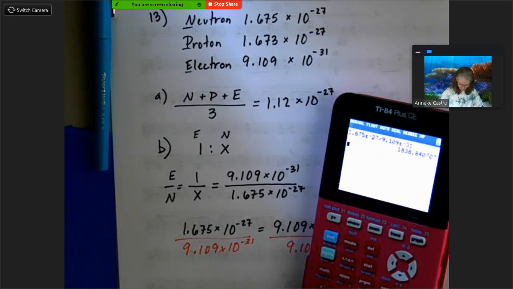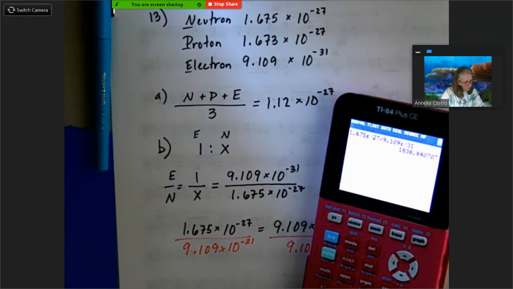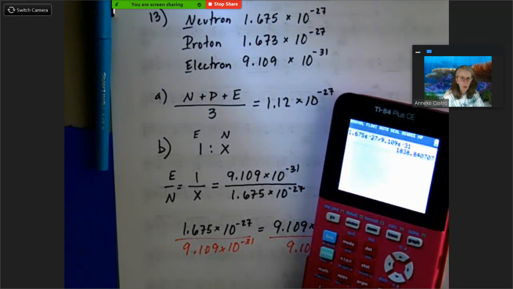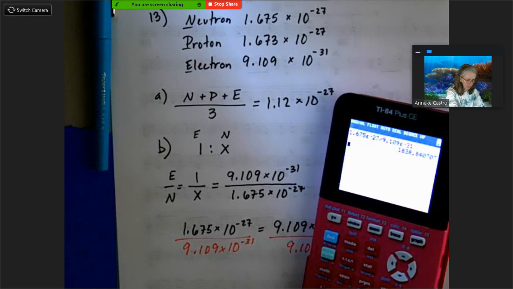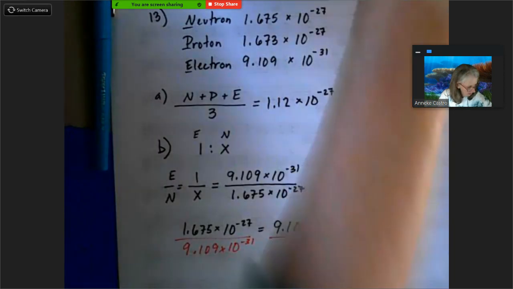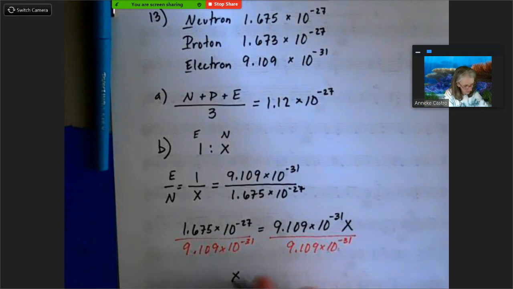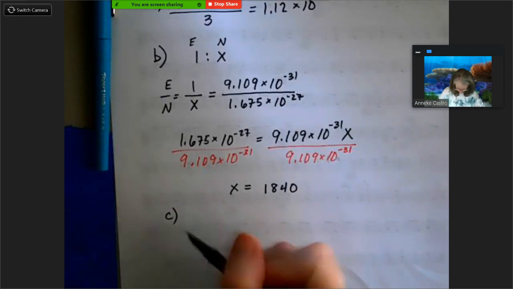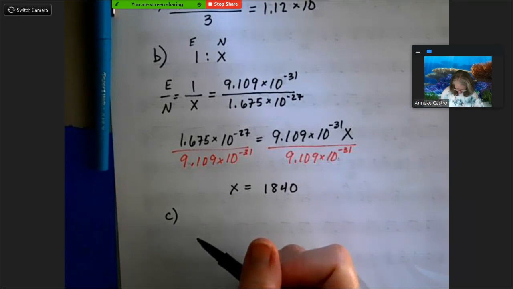1838.84. But remember, they want everything in 3 significant figures. So the 3 significant figures would be 1840. I'm going to round that 38 to a 40, so I only have 3 significant figures. So if I write that down, I get x is equal to 1840. That's part B.